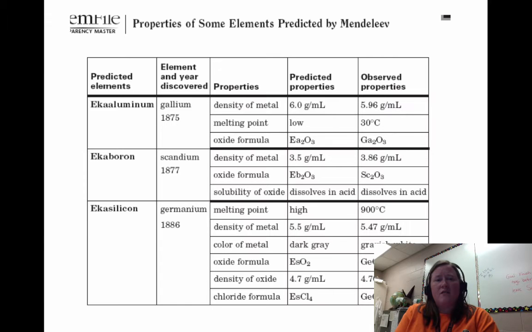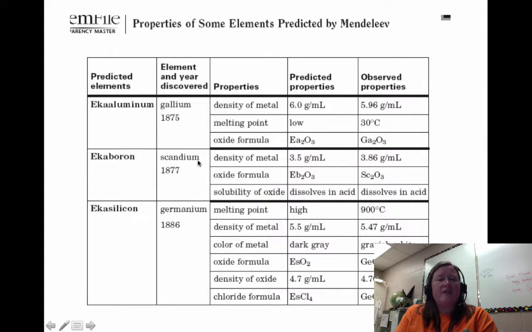So eka-aluminum was the one found on top of the aluminum, and his predicted properties were that it would have a density of 6.0. The actual property is 5.96. Incredible. Not even knowing of this element existing, predicting these properties. He determined it would have a low melting point, and it's low enough to melt in one's hand.